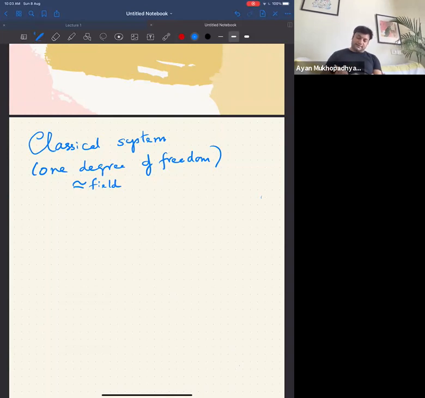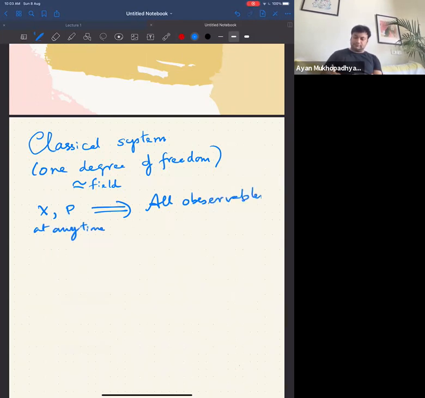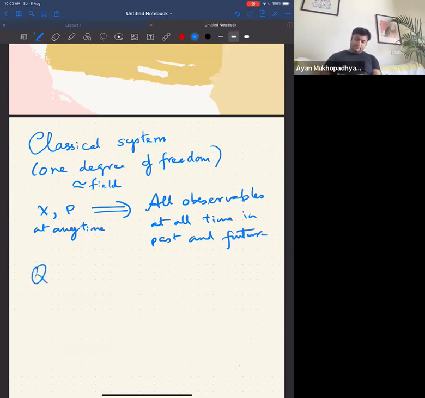For each such classical system, if we know x and its conjugate momentum, which is p, we know all observables at any time, at all times in the past and future, essentially. Now, in quantum mechanics, what we discussed yesterday, I would like to put a little bit pictorially.